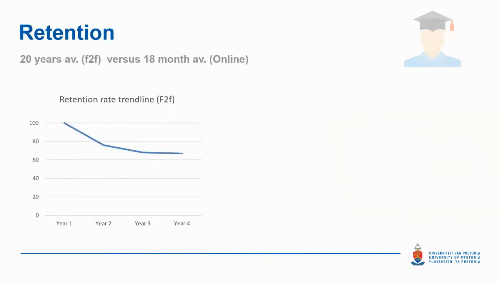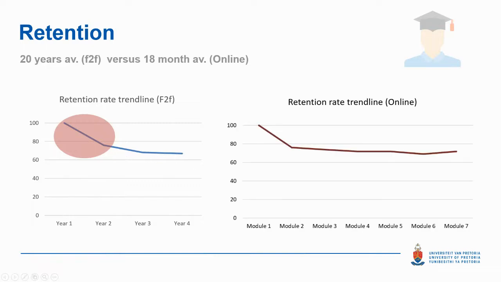Now, looking at student retention, this is the trend pattern over the last 20 years in the face-to-face program. And what we see is that a quarter of students left in the first year without getting the qualification, without completing the program. And then the pattern would stabilize, and we would see that at least 2/3 of the students would then complete the program. Let's look at the online iteration of this course, and we see a similar picture.